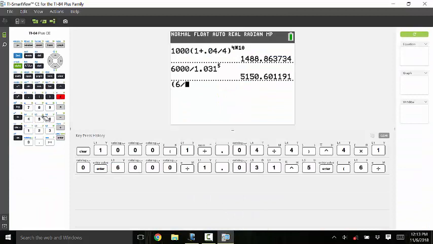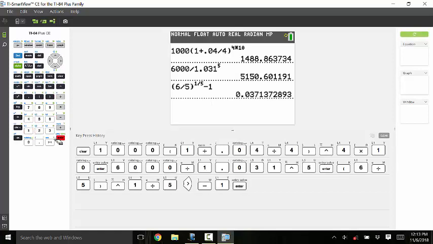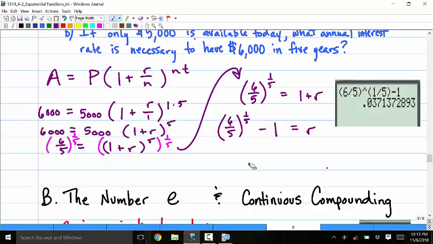6/5 to the 1/5 power, come back down and subtract 1. My R is 0.037. What is that as a percent? Move the decimal 2 to the right. It becomes 3.7.